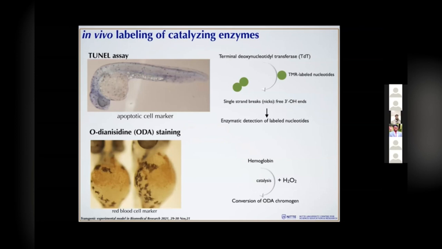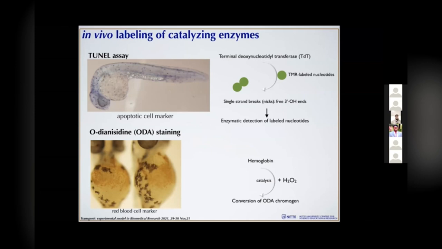You can do a TUNEL assay, which is for apoptosis. You can do hemoglobin staining, as I mentioned at the beginning. You can look at the red blood cell marker. Very simple. For example, hemoglobin staining just takes 15 minutes. All you have to do is you take advantage of this ODA system, which in presence of hydrogen peroxide, the catalytic activity of hemoglobin allows this conversion of ODA into a chromogenic substance.